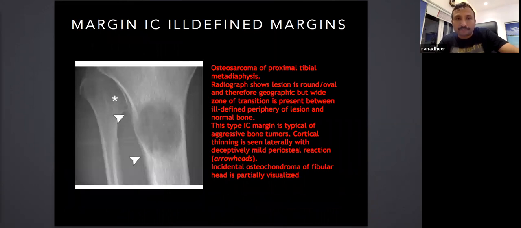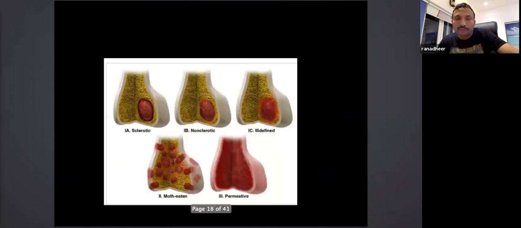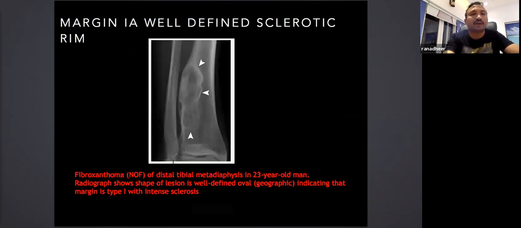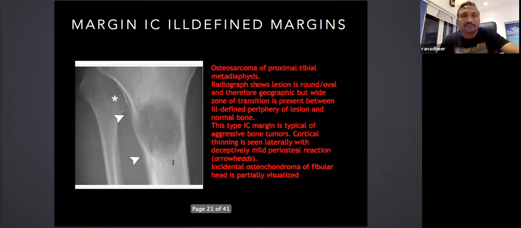Then the ill-defined margins: when you have an ill-defined margin, it means you don't know where it is starting and where it is ending. This type is called 1C. It is seen in aggressive bone tumors. So you are going from less aggressive or benign to aggressive. The aggressive is when you have a wide zone of transition.